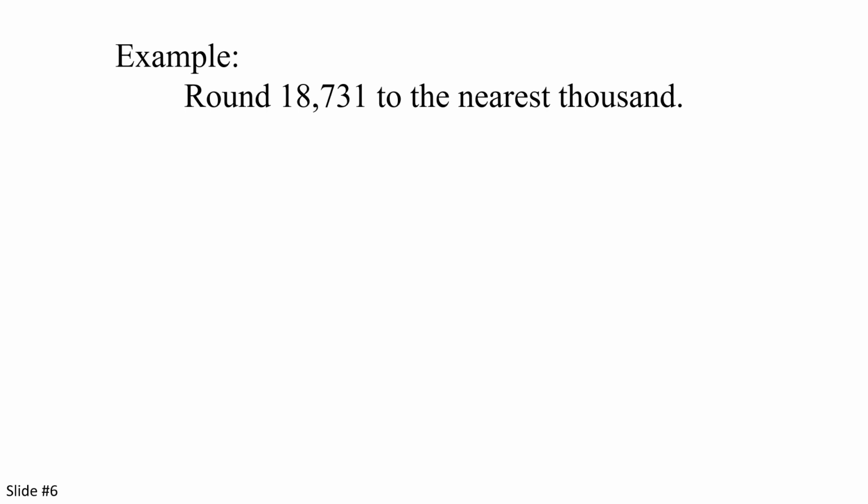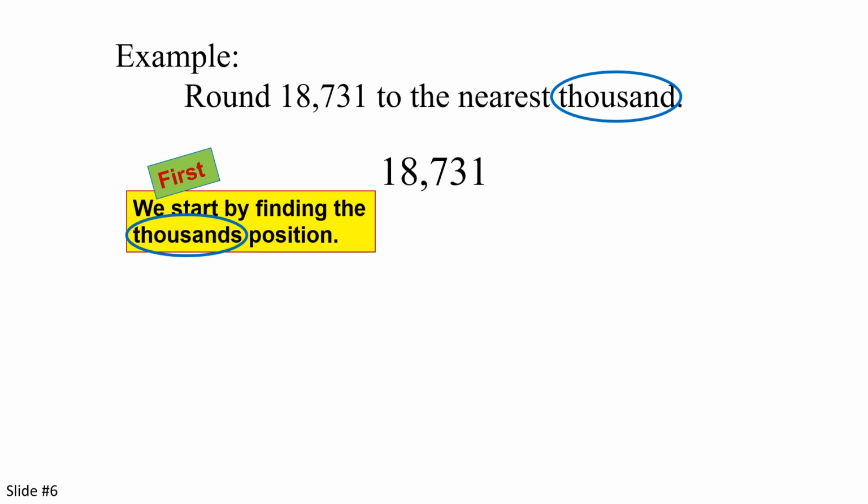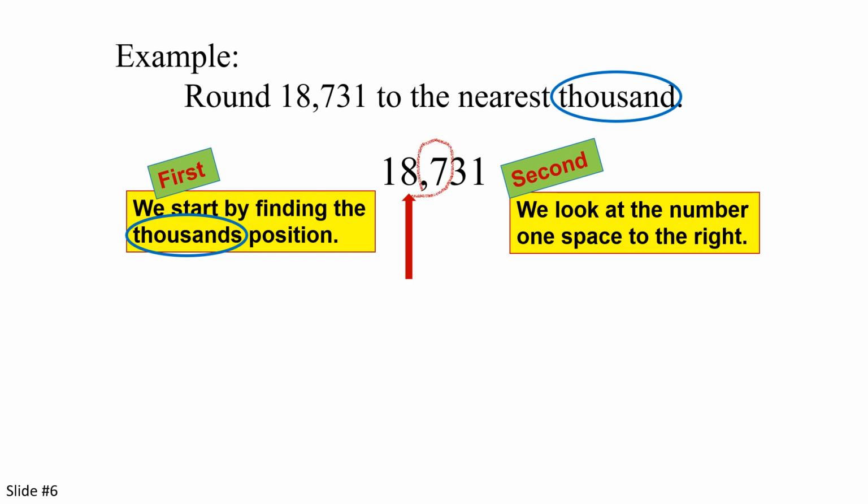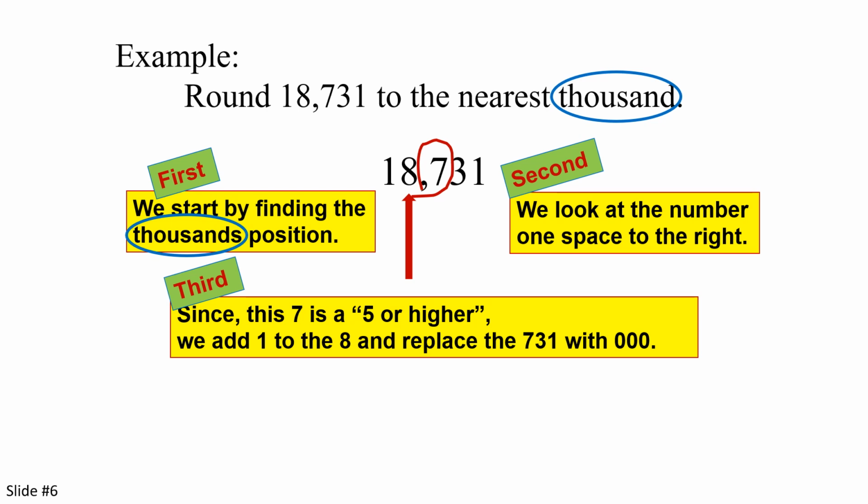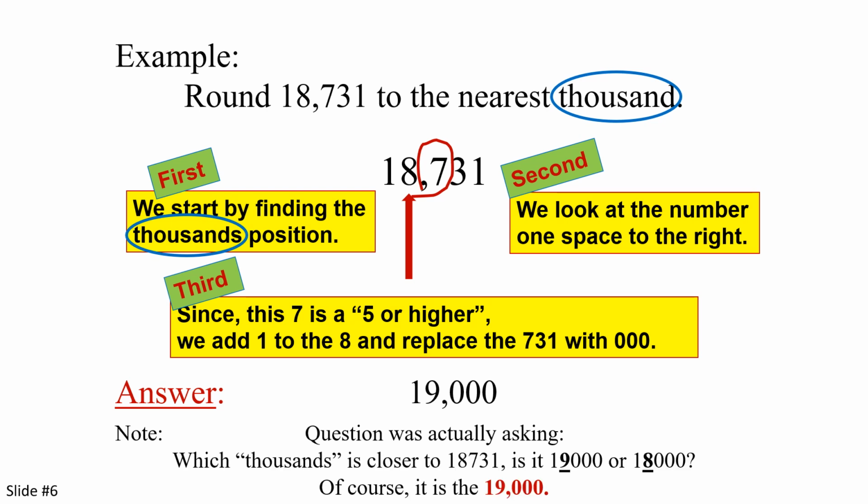Let's round 18,731 to the nearest 1,000. So again, we have to find out where the 1,000 position is. This is where the 8 is. We look one space to the right, which is the 7. Since the 7 is a 5 or higher, we're going to add 1 to the 8, and then replace the 731 with 3 zeros. So everything to the right of that place is going to be replaced with zeros. So that becomes 19,000. Again, the question was actually asking which thousands is closer to 18,731. Is it 19,000 or is it 18,000?